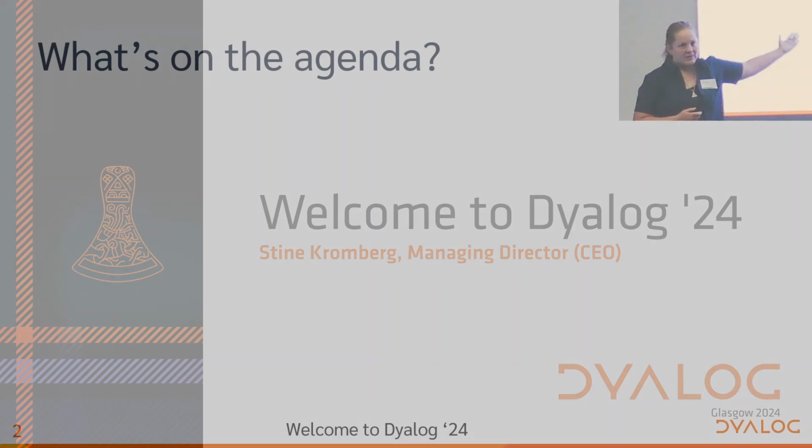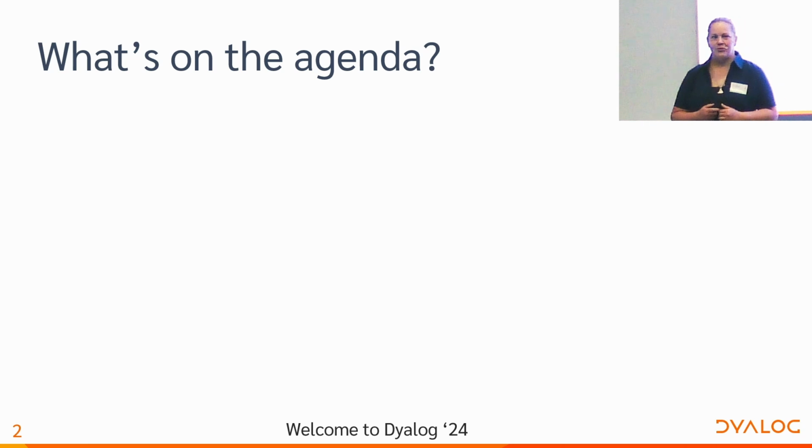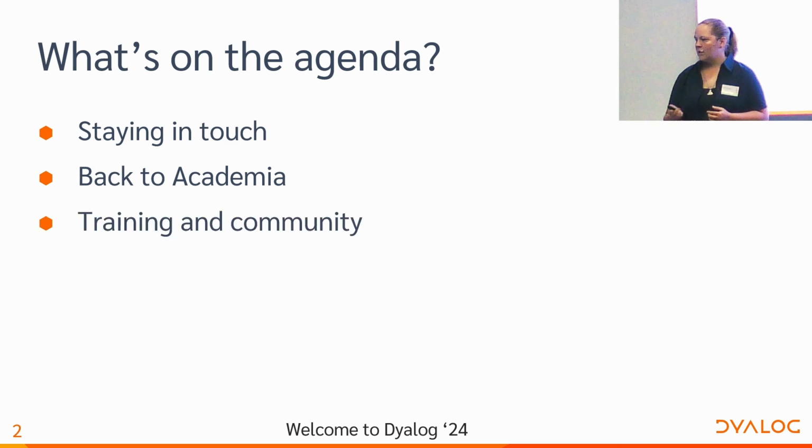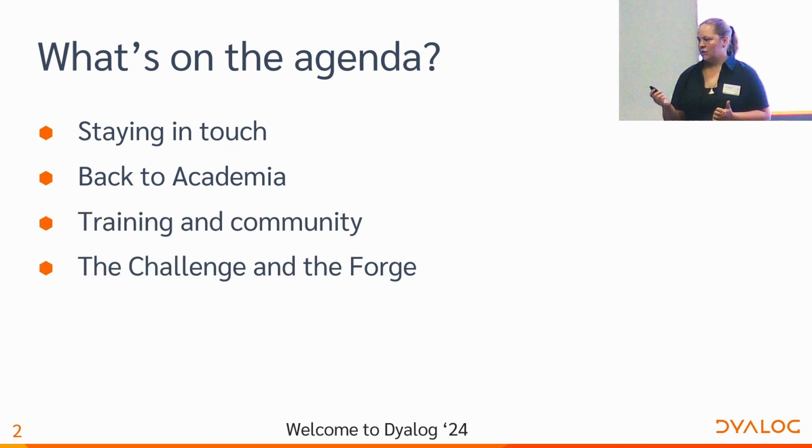So this slide is basically the agenda. I'll go through everything I'll talk about, and hopefully you'll feel I'll tick all of them off by the end of this presentation. First of all, we'll talk about staying in touch in the coming years. We'll talk about getting Dyalog APL and APL in general back into academia. We'll talk about training and community activities, the challenge and the forge.